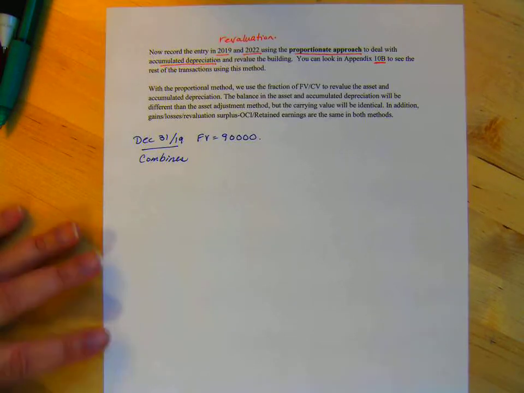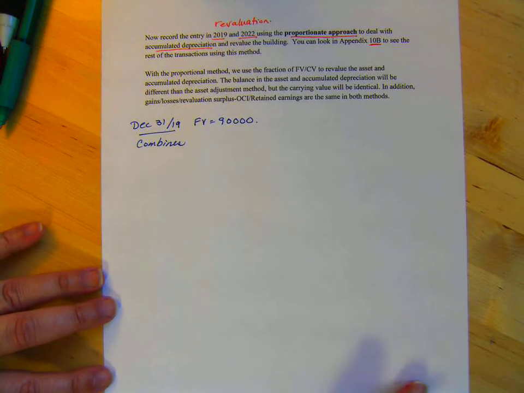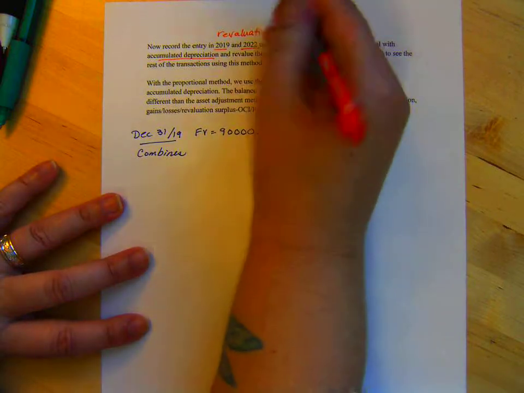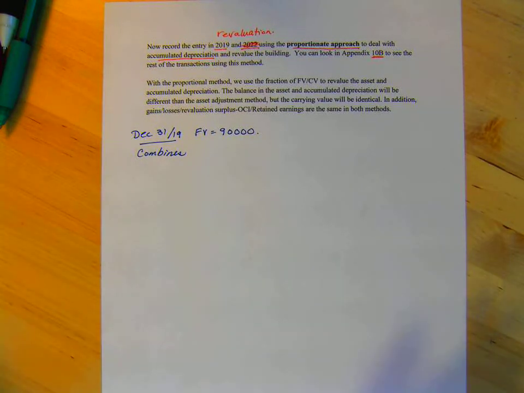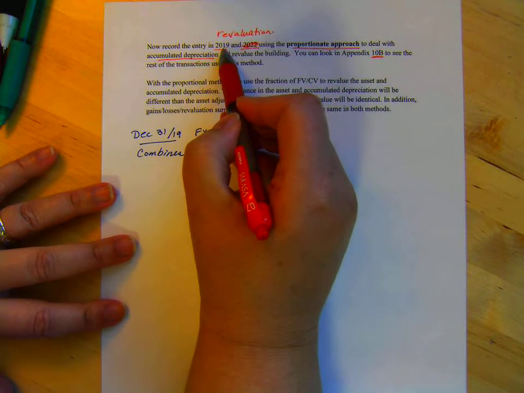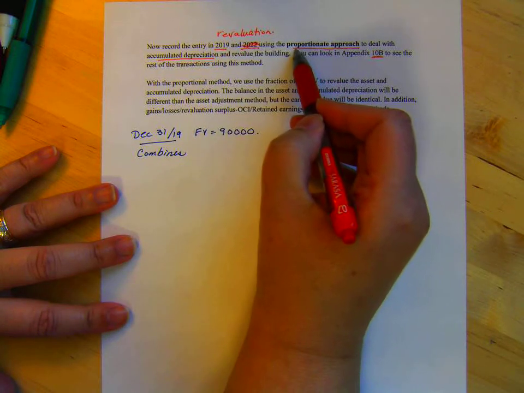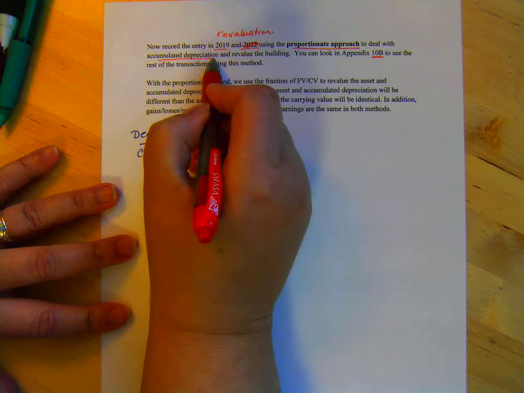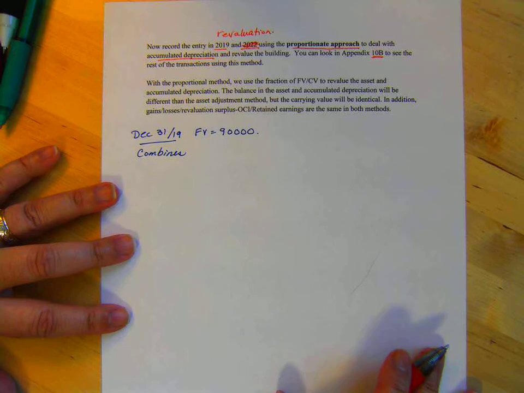Okay, now we are on page 8, and we're going to look at the entry, and we're just going to do 2019, using the proportionate approach to deal with accumulated depreciation. So we're recording the entry for revaluation. We're going to use the proportionate approach to deal with the accumulated depreciation. Appendix 10B has the rest of the transactions.